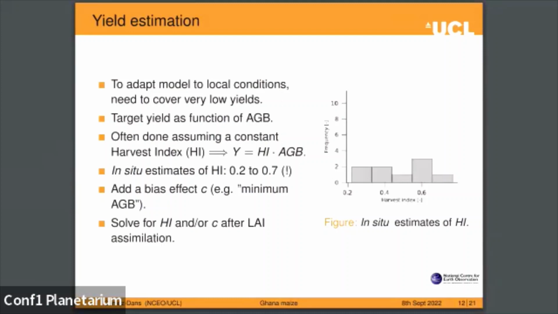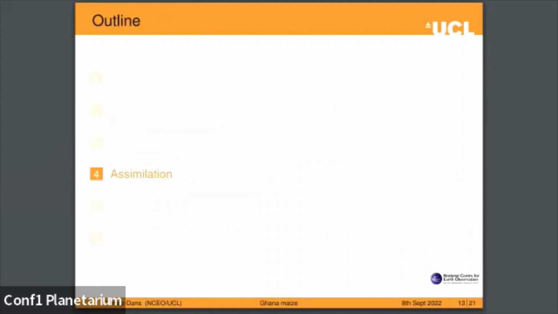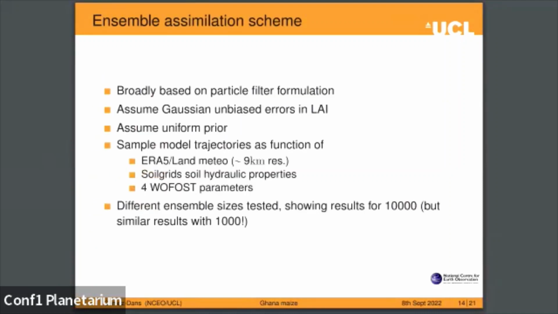So what we do is develop a very simple model where we fit the LAI, we take the ground data, and we try to estimate it. It's just a linear model. The assimilation scheme is broadly based on a particle filter formulation. It assumes Gaussian statistics and a uniform prior, and we sample this crop growth model over the parameter space and create this ensemble. This is done at a coarse resolution, but it can actually be used for millions and millions of pixels. So it's a very efficient way of dealing with the assimilation problem.